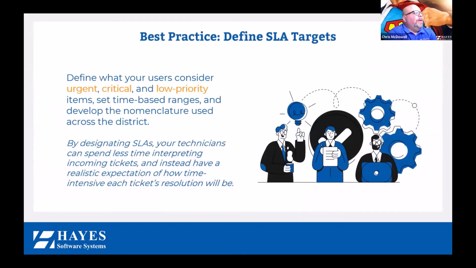So one of the things that we can help you do is define service level agreement, or SLA, targets. And this lets you define, very simply, as it says on the slide, what your users consider urgent, critical, and low priority time items. You can set time-based ranges and develop the terminology and nomenclature used across the district.